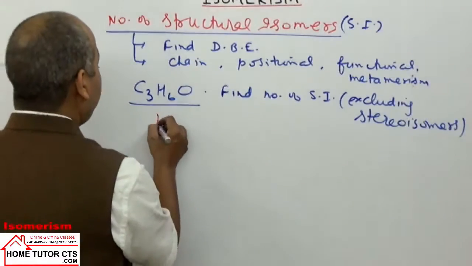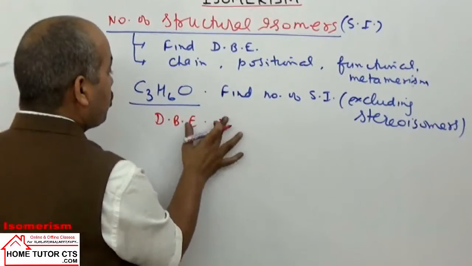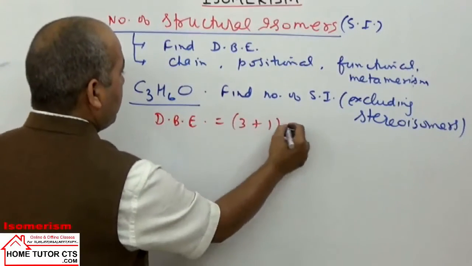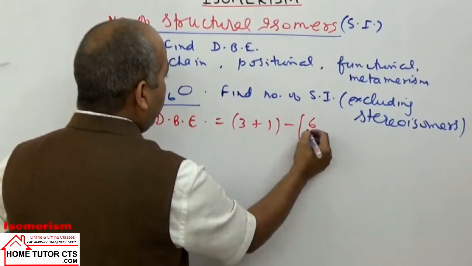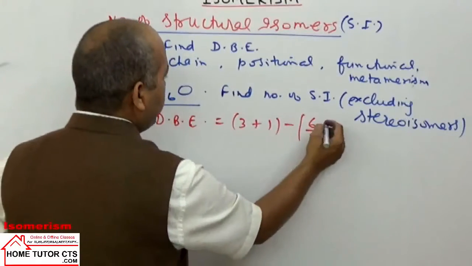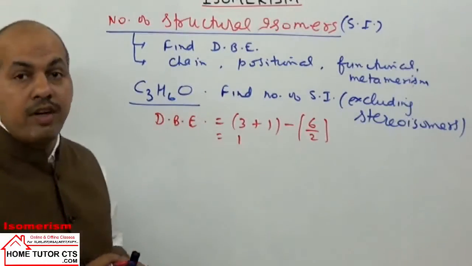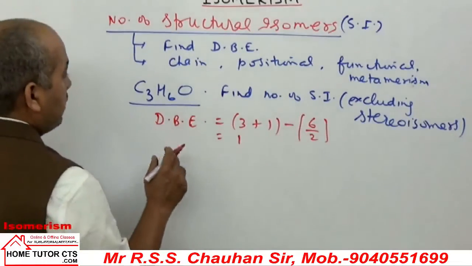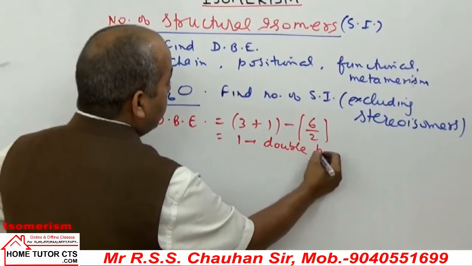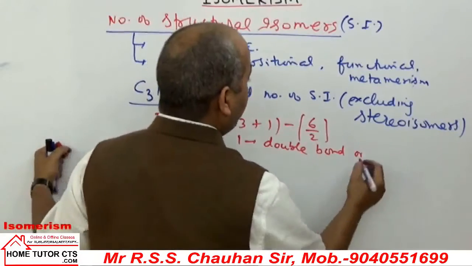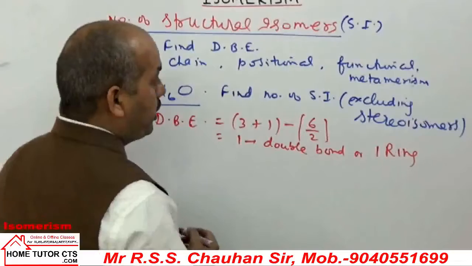We can first find the value of double bond equivalent. For this compound, what is double bond equivalent in this case? I told the relation as C plus 1, with 3 carbon plus 1 minus no halogen, 6 hydrogen by 2. Calculating, it will be 4 minus 3, which is 1. This compound is having one double bond equivalent. That means the compound can either have one double bond or it can possess one ring.